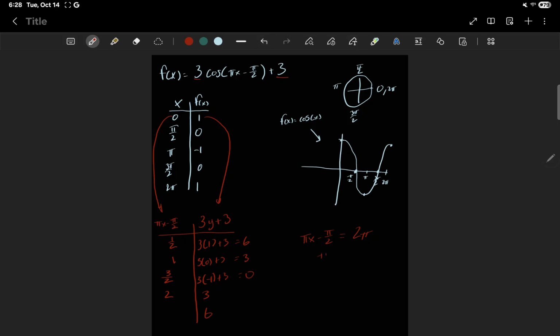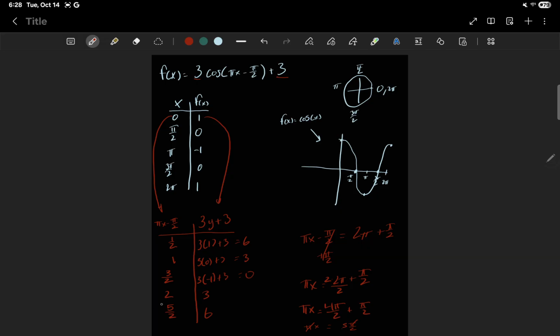So add pi over 2 to both sides. Okay, so these add to 0, so we get pi x is equal to 2 pi plus pi over 2. We're adding fractions, we need common denominators, so we multiply the bottom by 2 and the top by 2. We get pi x is equal to 4 pi over 2 plus pi over 2. 4 pi plus pi is 5 pi over 2. Pi x equals 5 pi over 2, divided by pi, the pi's cancel, you just get 5/2. Cool.